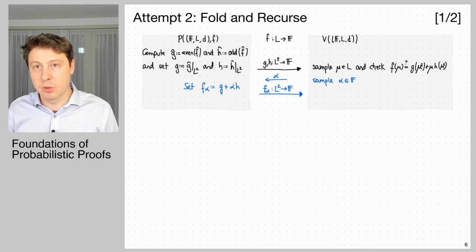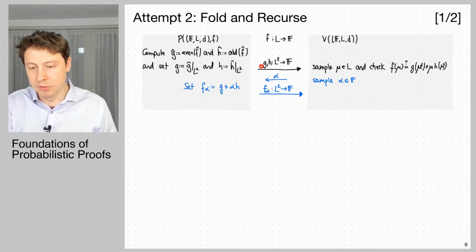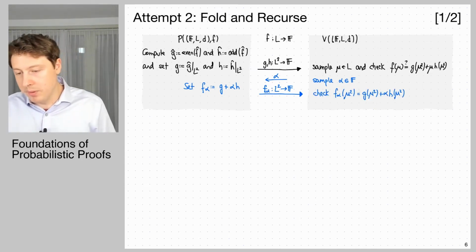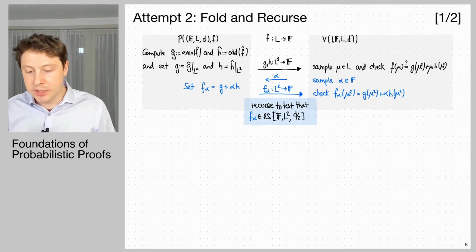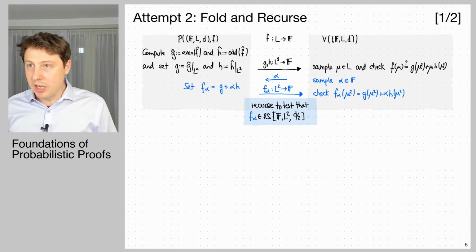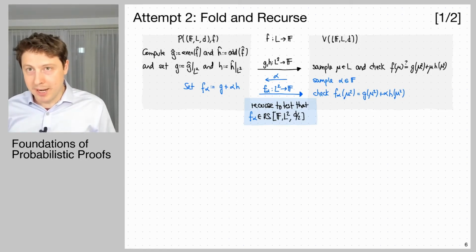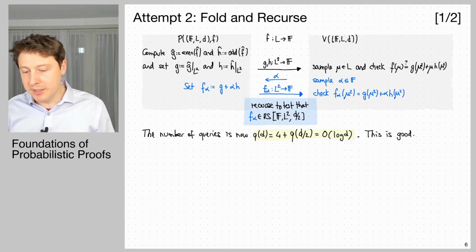It's still defined over L squared, because it is just a linear combination of G and H. I can check that it is indeed related to G and H. And then we can recurse just on f sub alpha. All right, let's try to understand the intuition behind this protocol. First and foremost, at least query-wise, we are in the right ballpark. We're making some constant number of queries per recursion, but now we have only one recursion, so we're down to logarithmic. That's good.